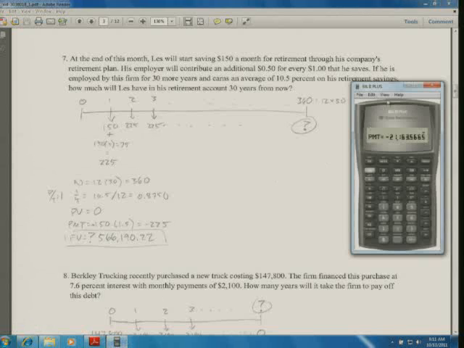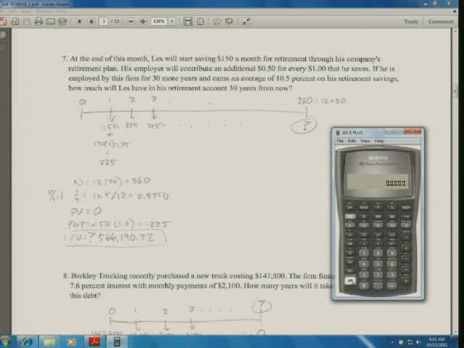Okay, so let's plug this stuff into our calculator. Let me clear out the previous problem. So let's second clear TVM.